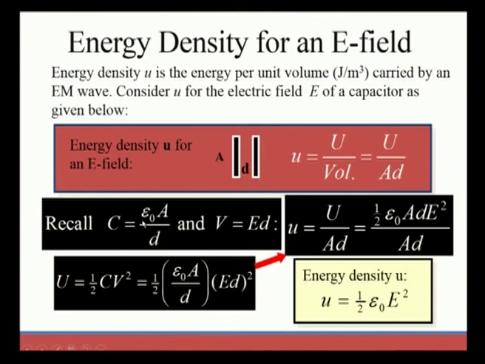We know that the capacitance is always equal to epsilon naught A divided by D, the basic equation of capacitance, and V is always equal to E into D. Now u is equal to U divided by A D. We know that U is equal to 1 by 2 C V square, which is 1 by 2, and the C value we need to substitute here, that is epsilon naught A divided by D, and the V value is E D, that will become E D square here.